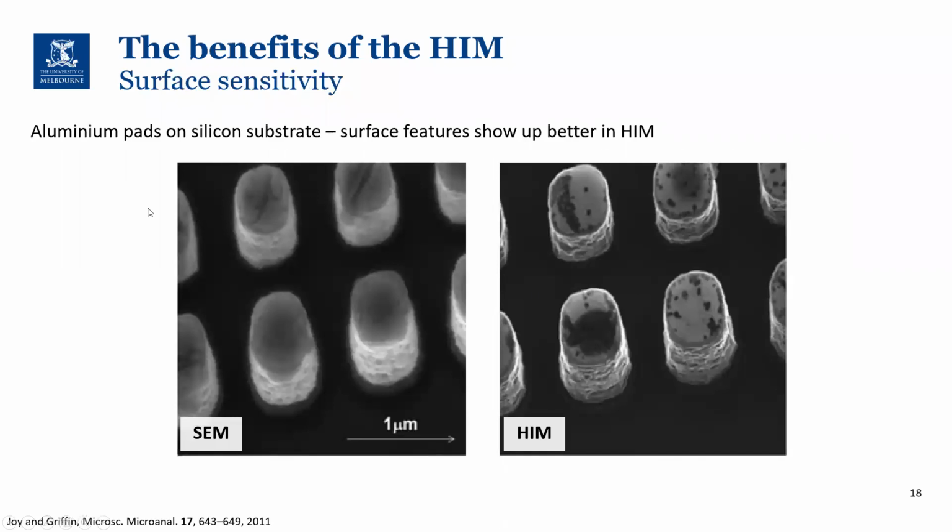And finally, surface sensitivity. These are aluminium pads with some surface contamination on the top. In the SEM, you can see this surface contamination, these little black spots, but not quite as clearly as you can with the helium ion microscope. So where does this come from in particular? We've talked about depth of field and resolution, but where does surface sensitivity come from?